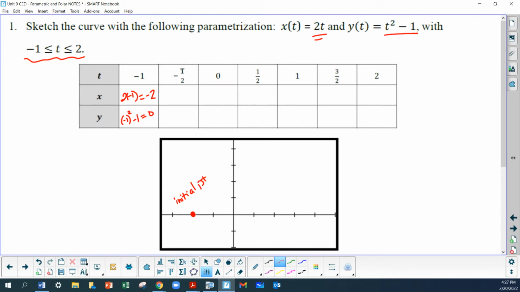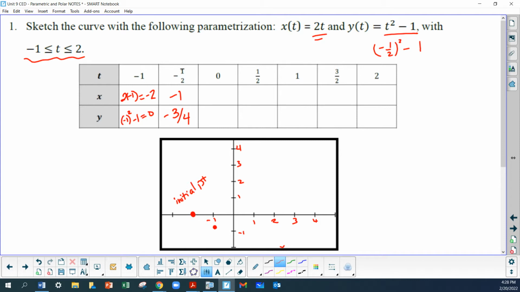The next value, looks like that fraction bar got relocated when it went into a PDF form. This is -1/2. So 2 times -1/2 would give us -1. -1/2 squared would be a positive fourth minus 1. So it sounds like that's going to be a -3/4. So -1, -3/4. This is -1, 1, 1, -1 over here. 2, 3, 4.